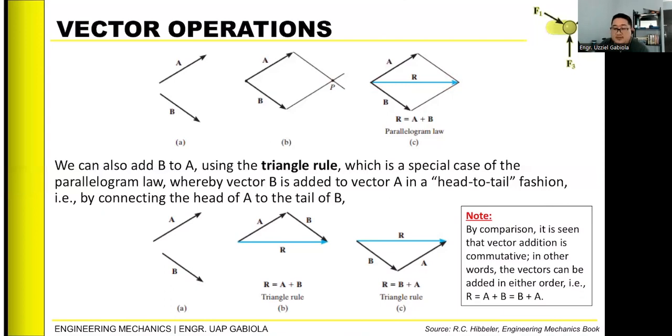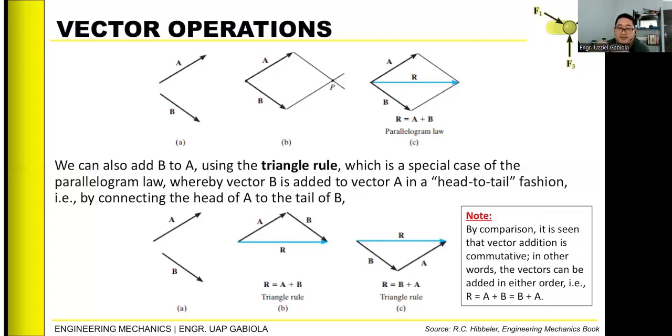So, later we will have example values, which will make it easier to understand, no? Then, we can also add B to A. So, ibig sabihin, from vector A, pwede natin i-add si vector B using the triangle rule, no?